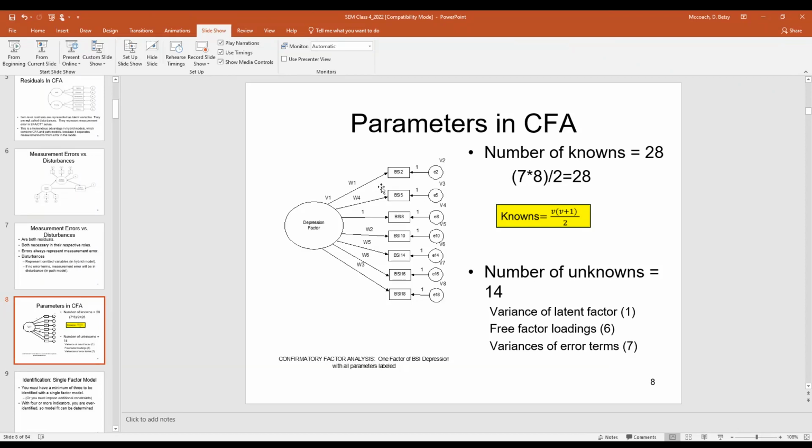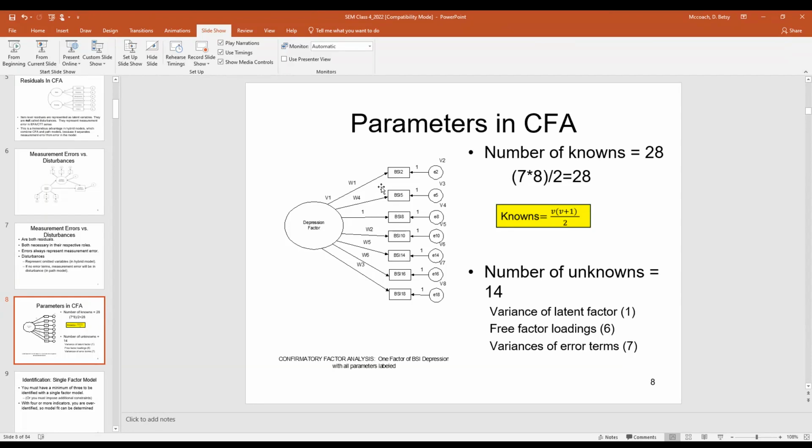If you want to count with the fixed factor variance strategy, if that seems easier to you, that's fine too. It's going to give you the same thing. You're going to say, okay, I'm not going to count the variance of the factor because I'm assuming it's fixed to be 1. I'm going to estimate 7 factor loadings and 7 error variances, and I'm still going to get 14. But you do need to make sure that for every latent variable, you're either constraining the factor variance, or you're constraining one of the factor loadings.